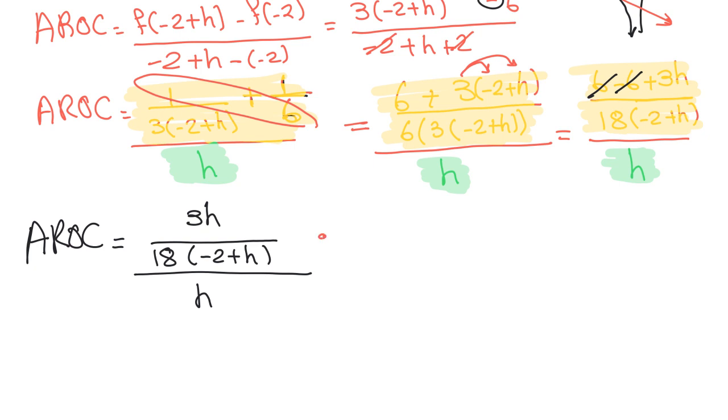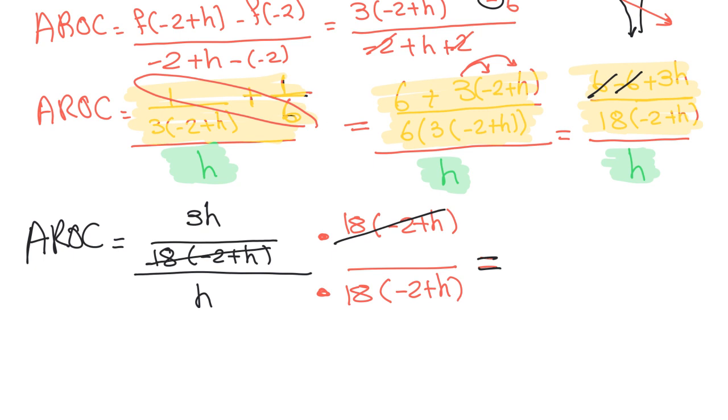So I'll multiply by 18 times negative 2 plus h to your numerator and the same thing to your denominator. So 18 times negative 2 plus h. Now, simplifying further, the 18 times the negative 2 plus h will cancel away with the negative 18 times negative 2 plus h, leaving us with the numerator with 3h. The denominator will be 18 times h times the negative 2 plus h.